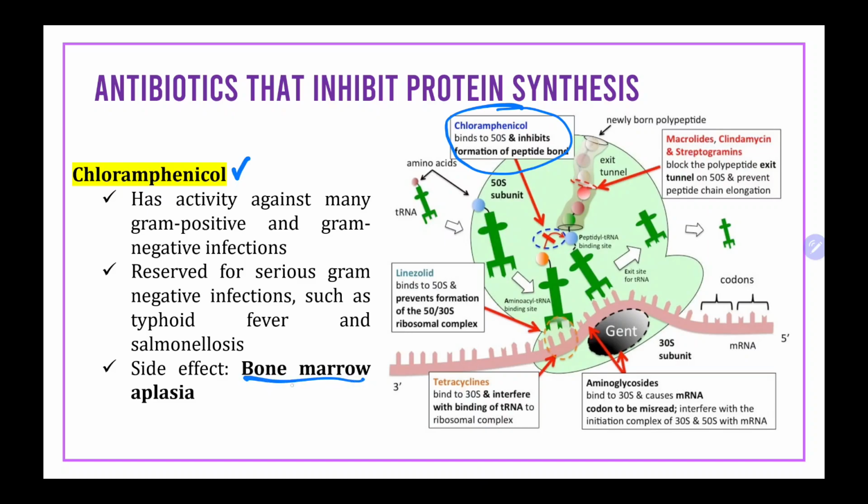However, because of serious side effects and the availability of other, safer antibiotics, its use has been much diminished and usually reserved for serious gram-negative infections only, such as typhoid fever and salmonellosis. And its serious side effect is that it causes bone marrow aplasia.